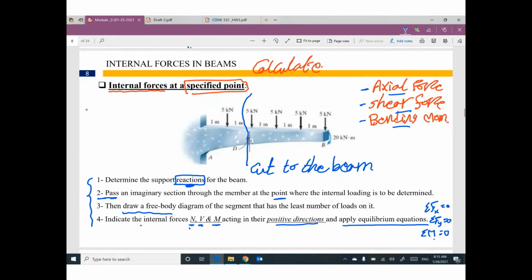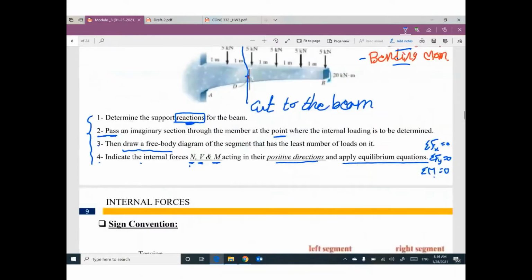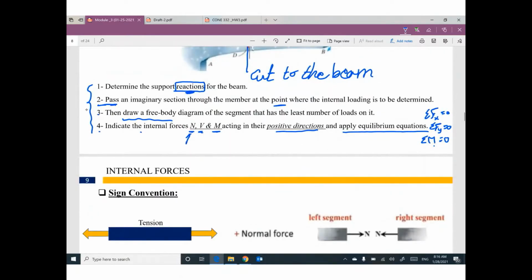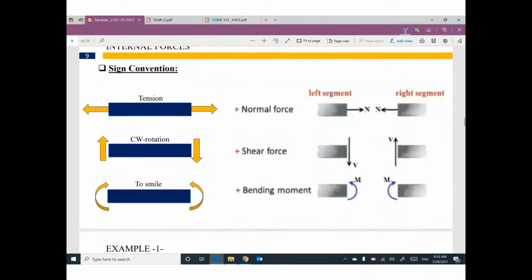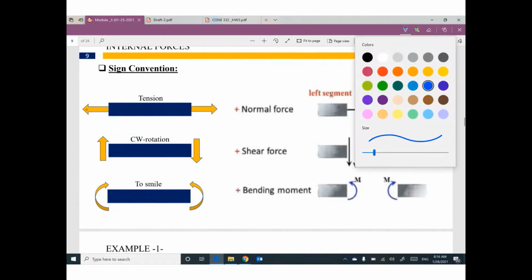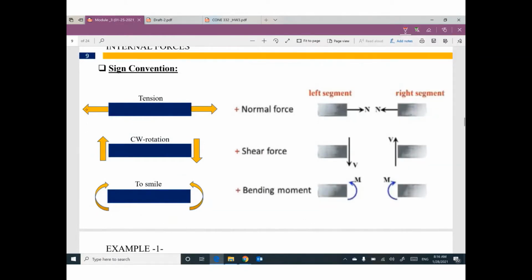So we have 4 steps. These 4 steps will help you to calculate the internal forces at a specific point. We need to assume the normal force, the shear, and the moment in the positive direction, which you call sign convention. For axial force, sometimes we call it normal, sometimes it's called axial. You need to assume your force to make tension. Keep it in your mind.